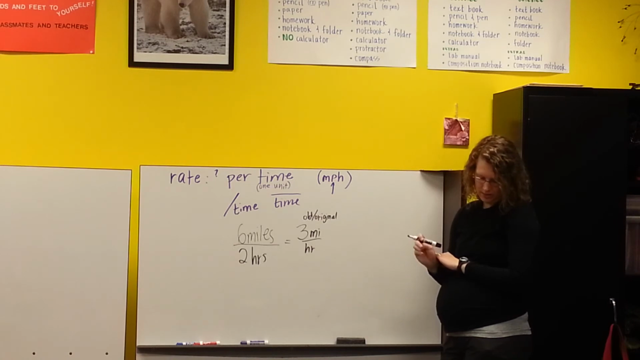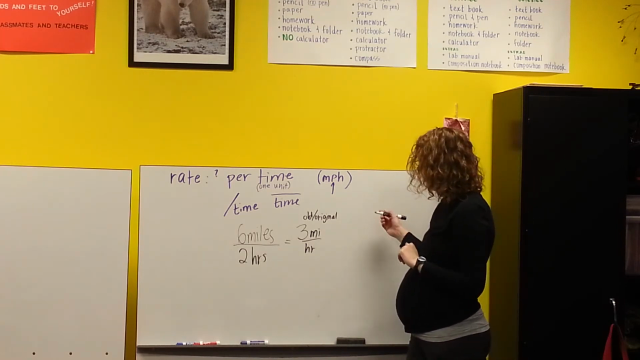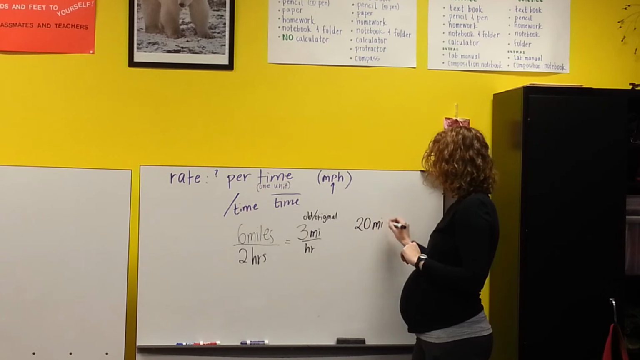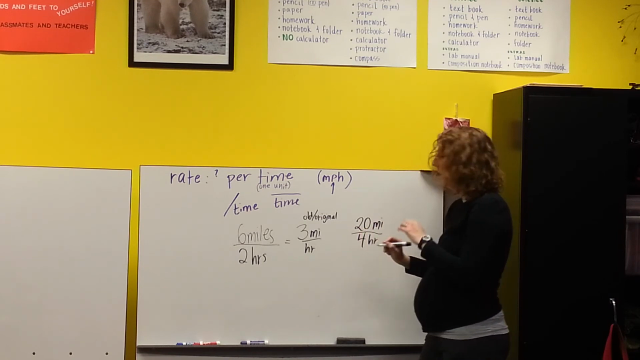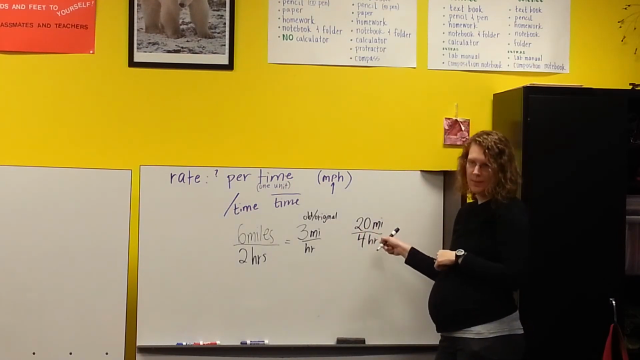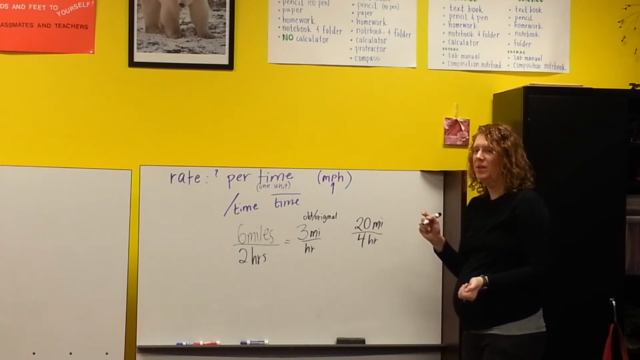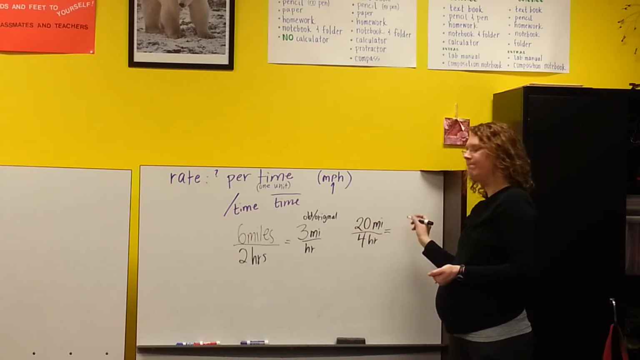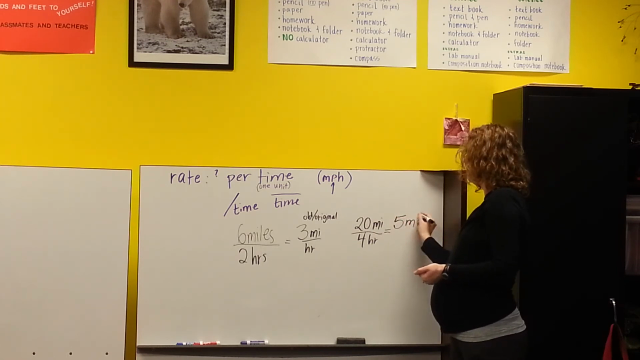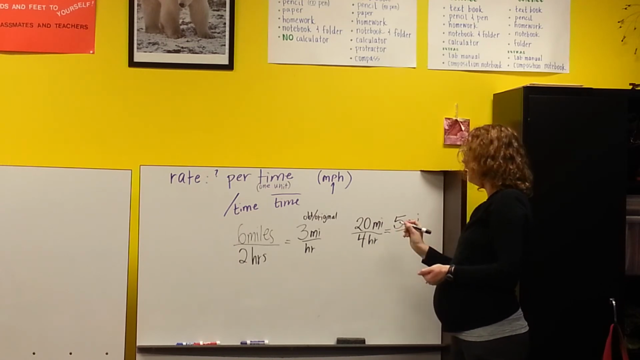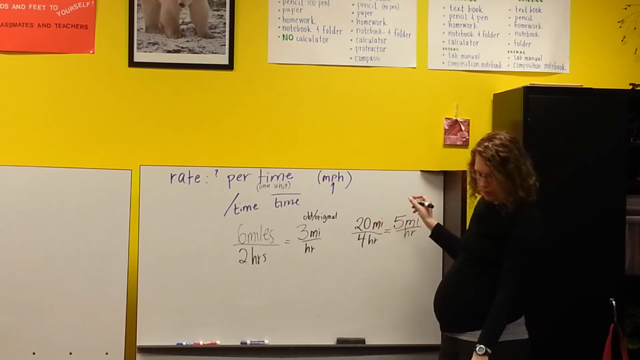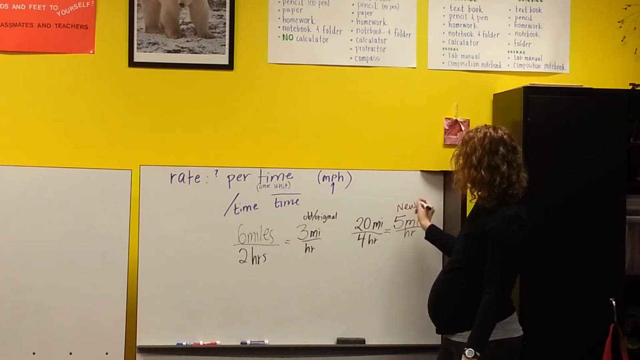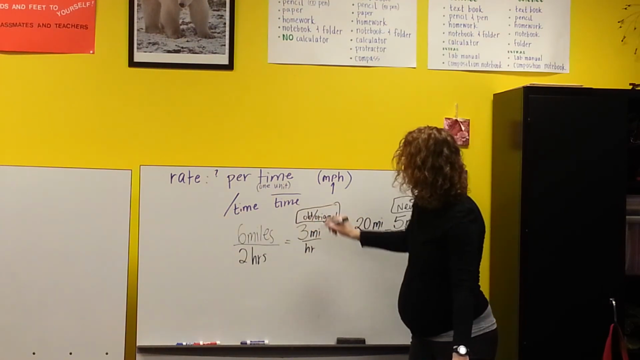It says Raul ran 6 miles in 2 hours. Then, good, he changed his rate to 20 miles in 4 hours, right? Okay, so Damon, let's simplify this rate. We always need to get our rates into simplest form. So what have we got going on here? 5 miles per hour. Good. Okay. So there's his new rate. We can still label that one new. This one's old or original.